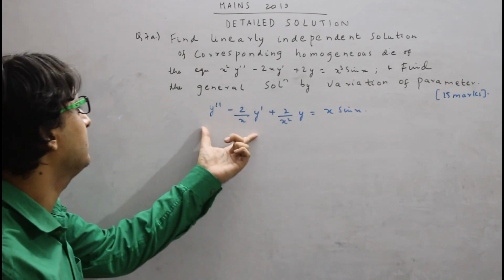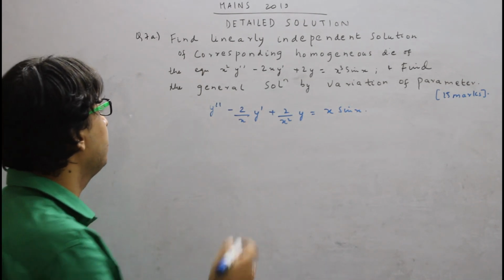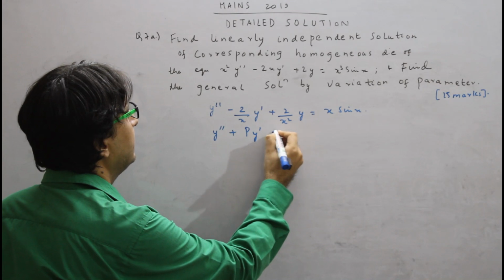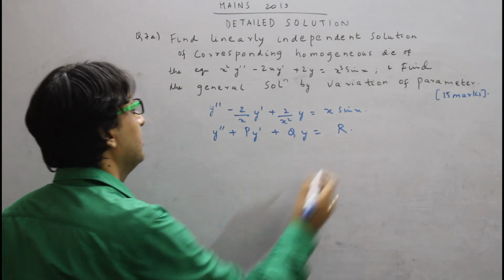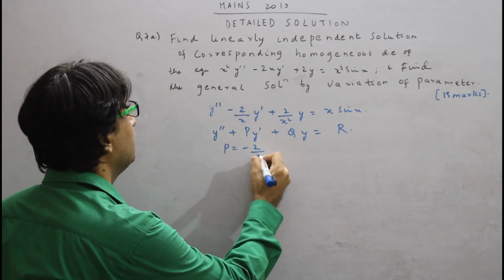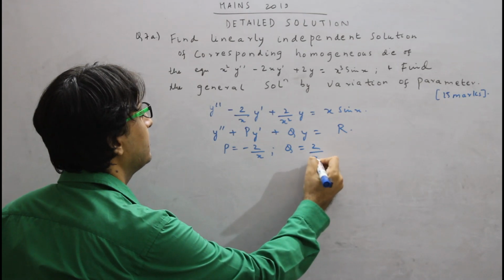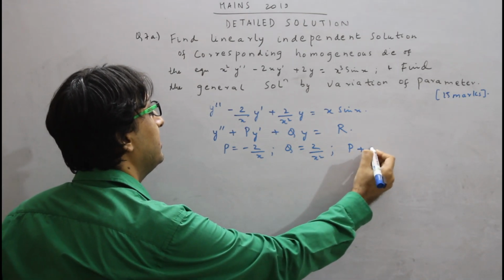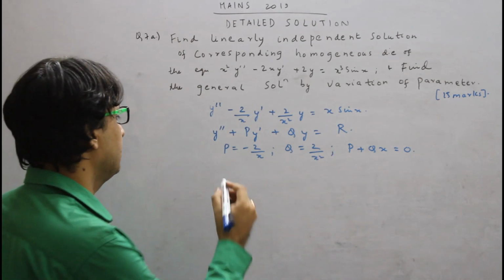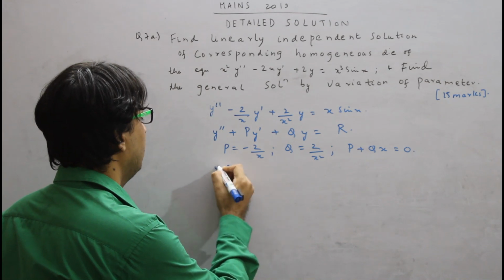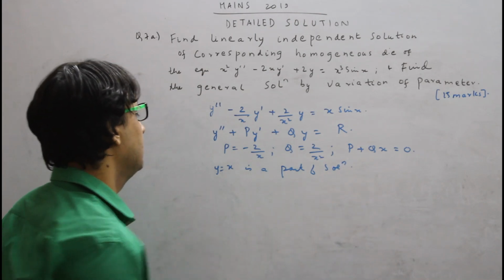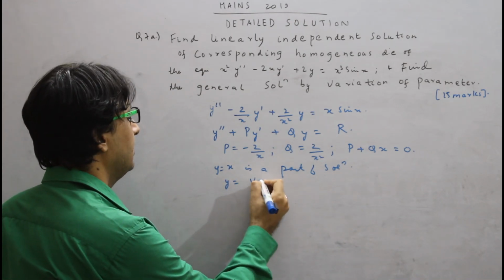This is the standard format of writing a second order differential equation, and if we compare with the standard result of a second order differential equation, then we get our P as minus 2 by x and Q as 2 by x square. So we can see here, if we write P plus Qx, we get 0. That means that x is a part of the solution. So y is equal to x is a part of the solution.